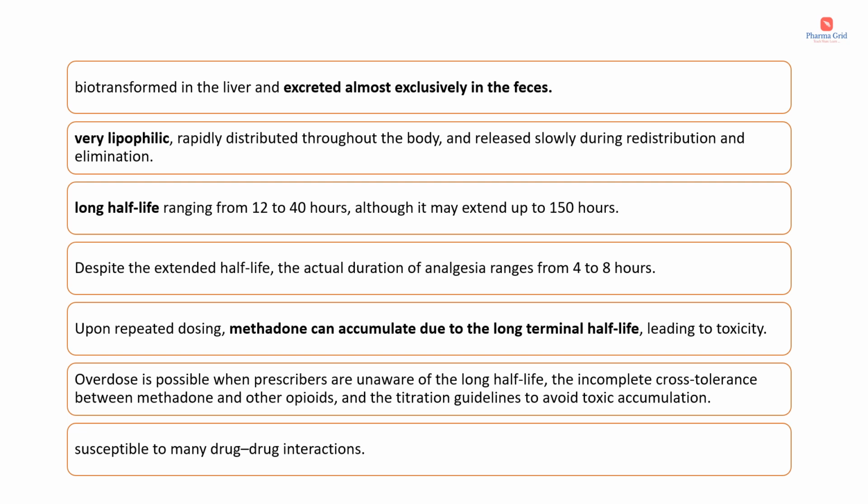Overdose is possible when prescribers are unaware of the long half-life, the incomplete cross tolerance between methadone and other opioids, and the titration guidelines to avoid toxic accumulation. And methadone is susceptible to many drug-drug interactions.